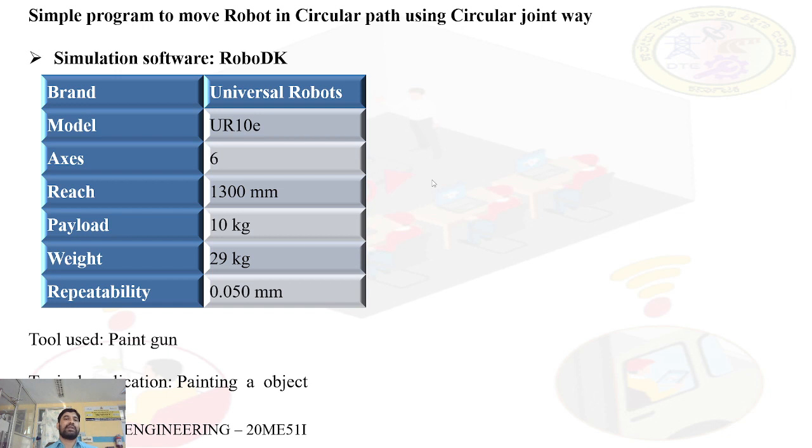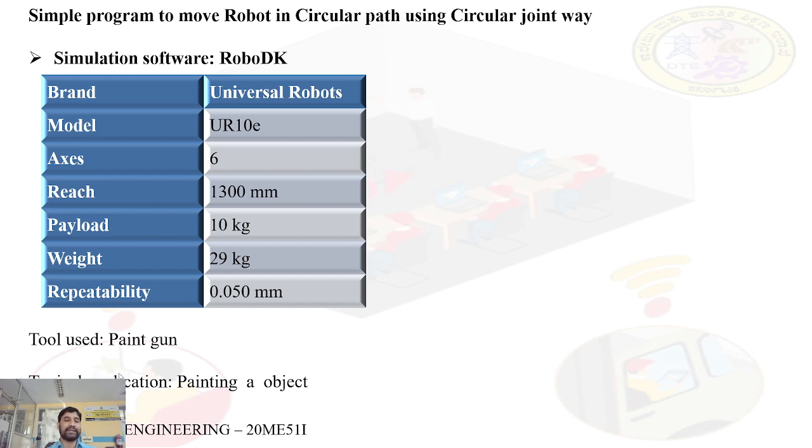So the robot used for this purpose is a Universal Robot. The model is UR10E. It has 6 axes and the reach of this robot is 1300 millimeters. The reach means that the maximum movement you can achieve is 1300 millimeters from the base. The payload is 10 kg and the weight of the robot is 29 kg.